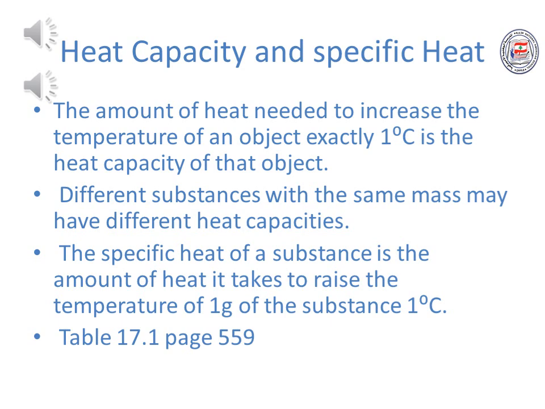So what's the meaning of specific heat? The specific heat of a substance is the amount of heat it takes to raise the temperature of 1 gram of the substance 1 degree Celsius. So, open your books to page 559 and look at table 17.1. It gives specific heat for some common substances.